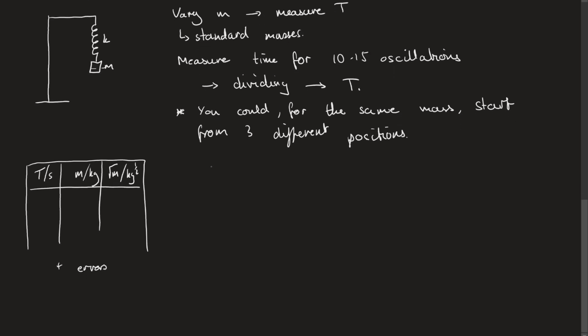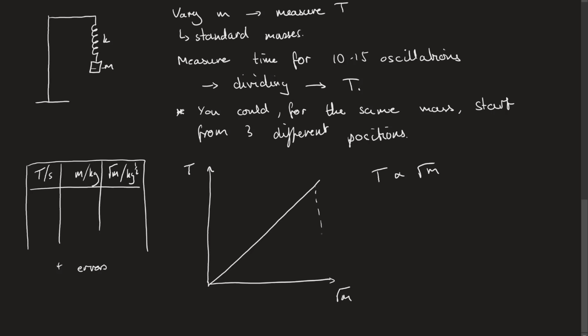From this, we're then going to do a similar graph as before. We are going to plot the time against the square root of m. We should get a straight line here, thus proving that T is proportional to root m, where the gradient in this case should actually be equal to 2 pi over root of k. This is because you've got a straight line. This is obviously constant for you because you have the same spring, and your spring constant isn't going to change by just oscillating.